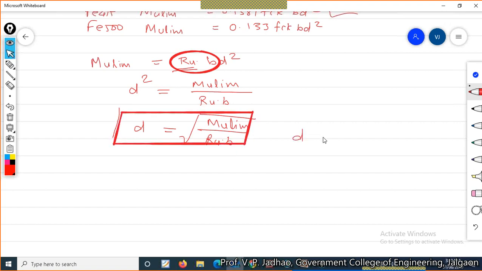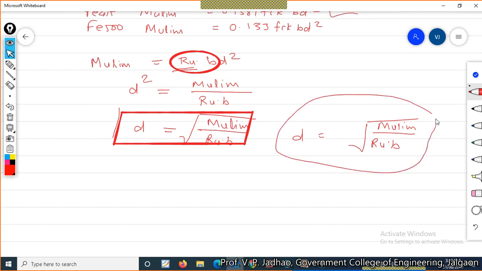We can calculate the depth of any beam or slab using this formula: D is equal to under root MU limiting divided by RU into B. Up to this point, this portion is covered in RCC 1. Now we will start with the design procedure.